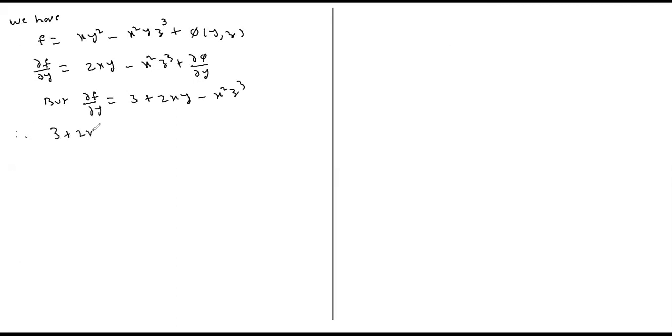3 plus 2xy minus x square z cube must be equal to 2xy minus x square z cube plus dou phi by dou y. Okay, cancel out the terms. You can cancel out 2xy and x square z cube. So what is remaining is now dou phi by dou y is equal to 3.